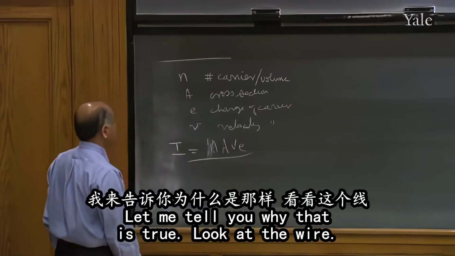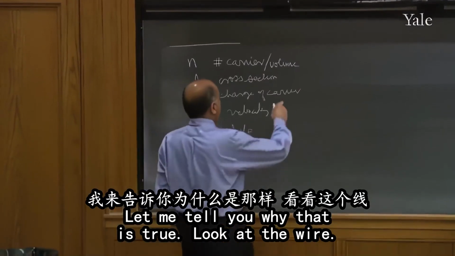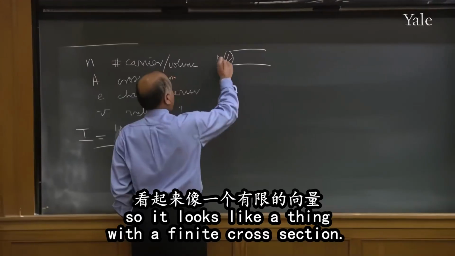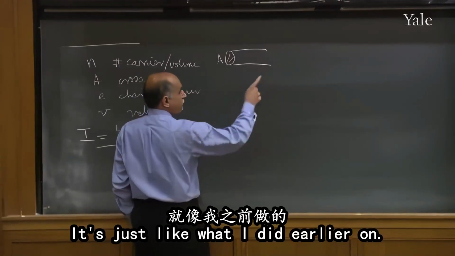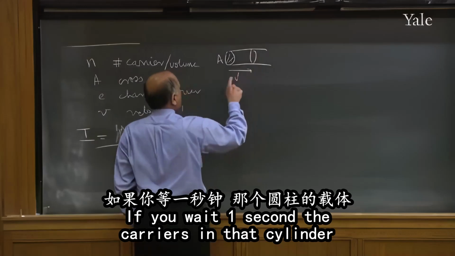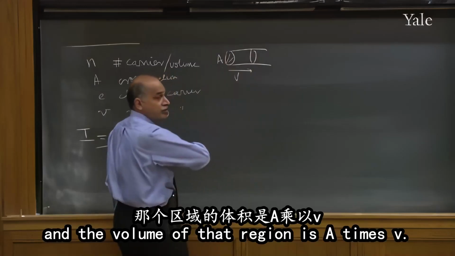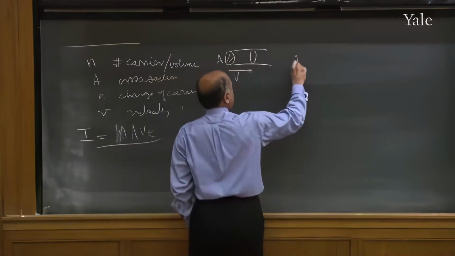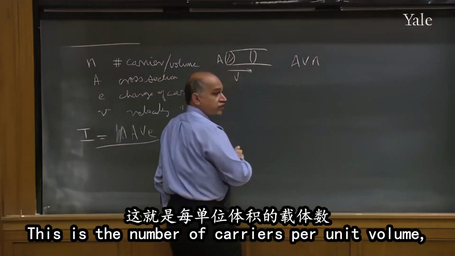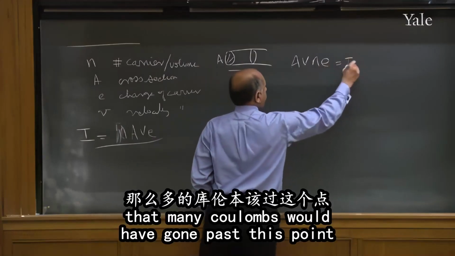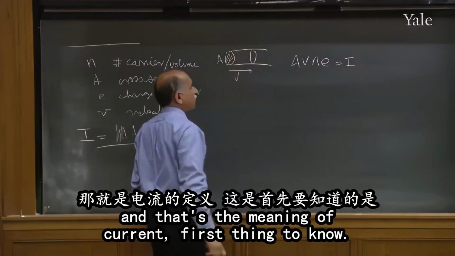Let me tell you why that's true. Look at the wire. I'm going to stretch it a little bit so it looks like a thing with a finite cross section. It's just like what I did earlier on. If you wait 1 second, the carriers in that cylinder would have crossed the checkpoint. And the volume of that region is A times v. This is the number of carriers per unit volume. And each one carries charge e. That many coulombs would have gone past this point, and that's the meaning of current.